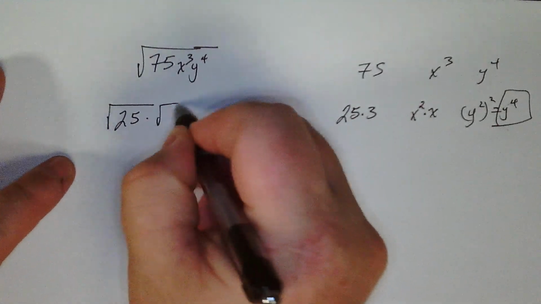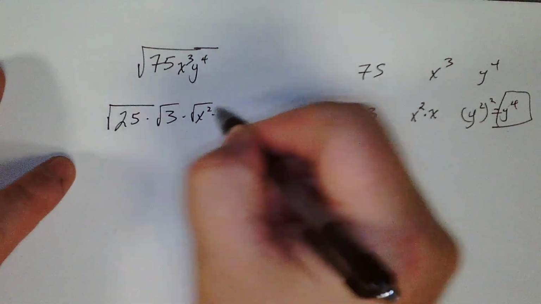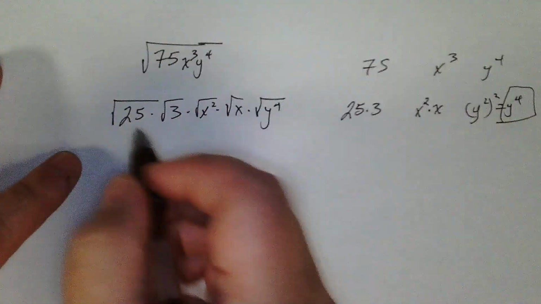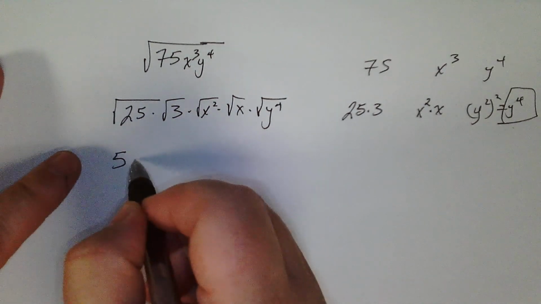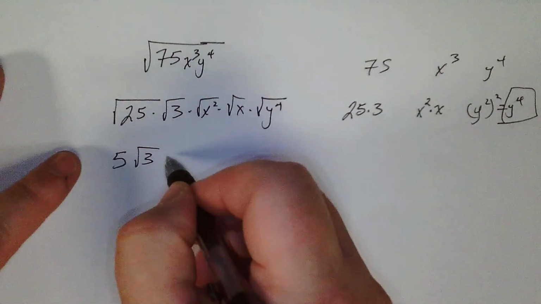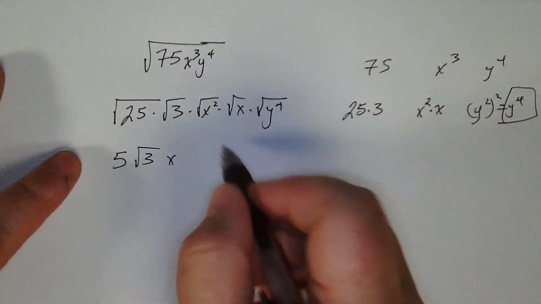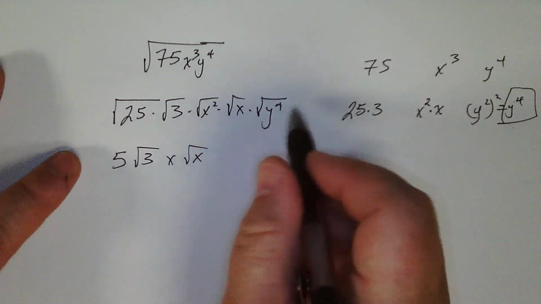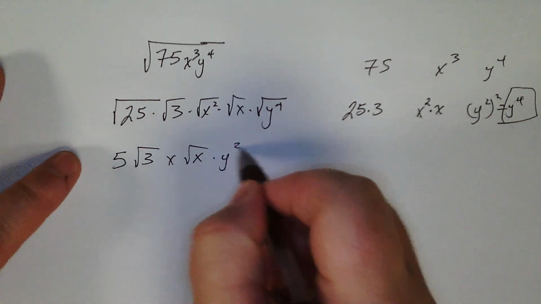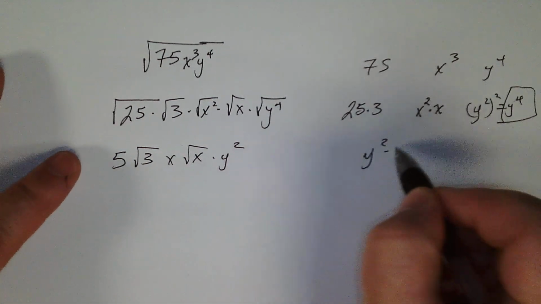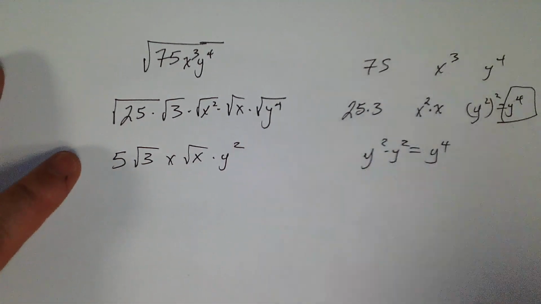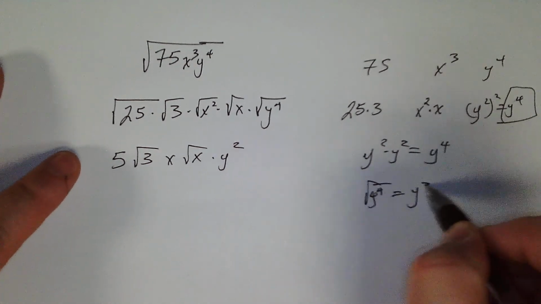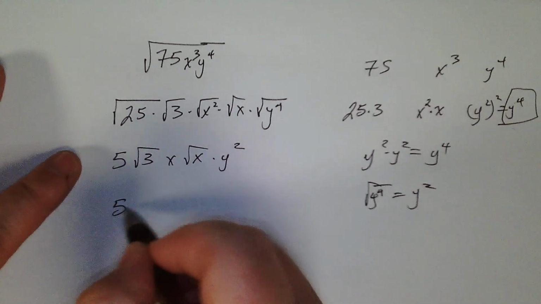So let's break this down, shall we? 25 times the square root of 3 times the square root of x squared times the square root of x times the square root of y to the 4th. What squared is 25? 5. What squared is 3? It's irrational. What squared is x squared? X. What squared is x? I don't know. What squared is y to the 4th? That's y squared, because y squared times y squared is y to the 4th. That's why this is true. So, let's put it together.